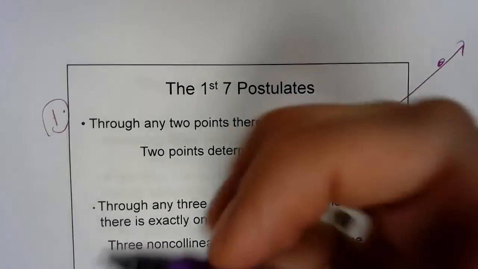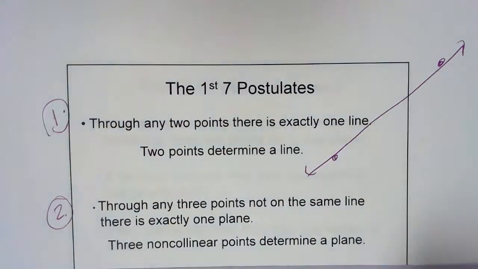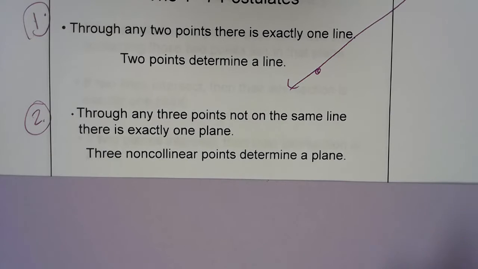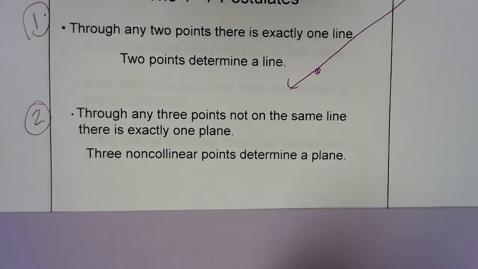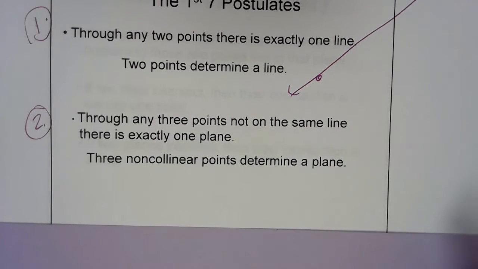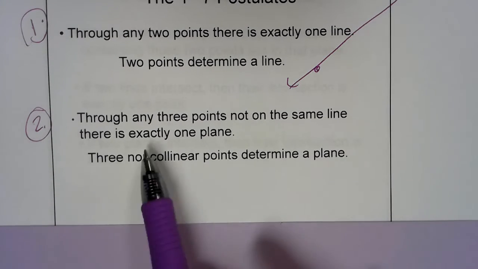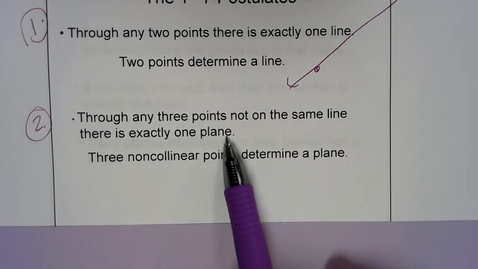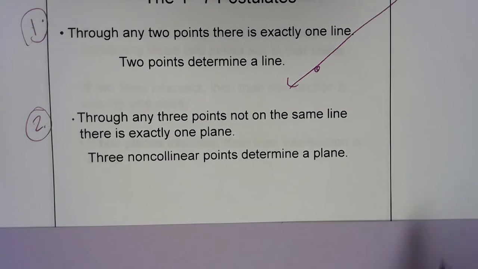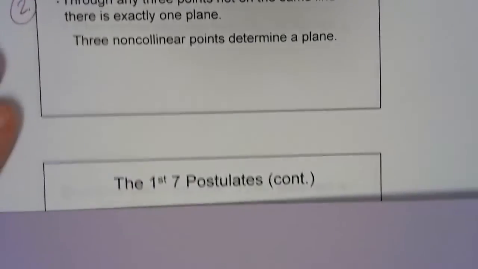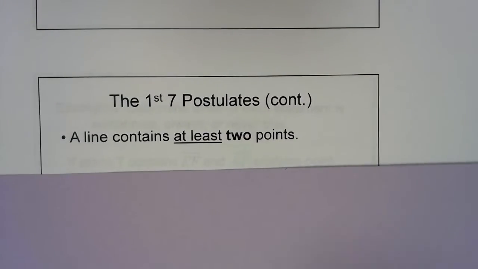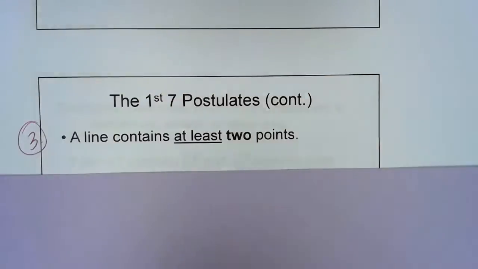Number 2, through any 3 points not on the same line, there's exactly one plane, meaning 3 non-collinear points determine a plane. We talked about that back in Unit 1. To name a plane, you have to have 3 points that are not on the same line. So again, I'm fine with that because I know to name a plane, I need 3 points that are not on the same line. All right, my third postulate, a line contains at least 2 points.